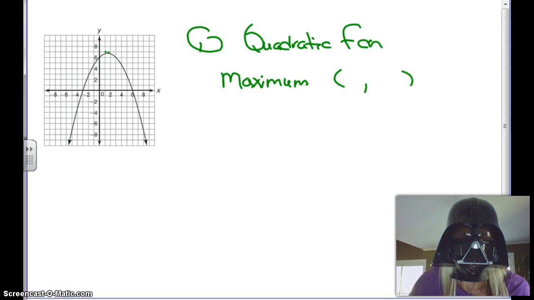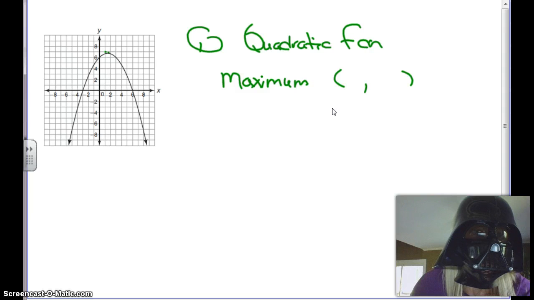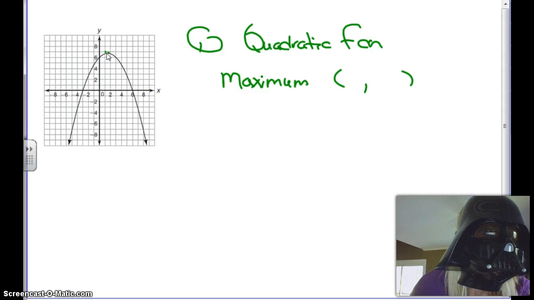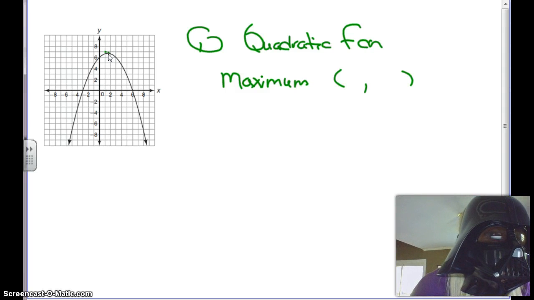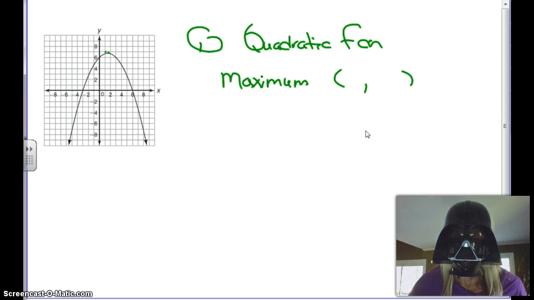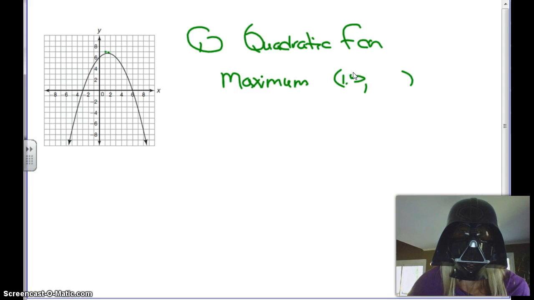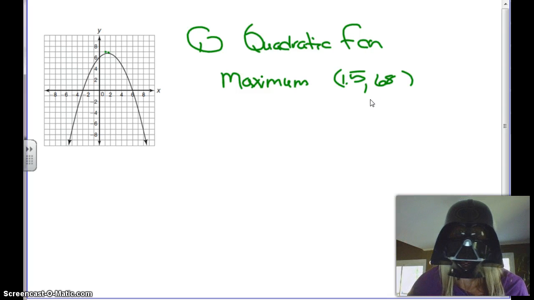And we indicate the maximum by the coordinate that's there. So we can probably say that this is at, let's see, 1.5 and I don't know, call it 6.8 or something like that. So we'll say 1.5 and 6.8 is about the maximum. I also want to keep working on domain and range.